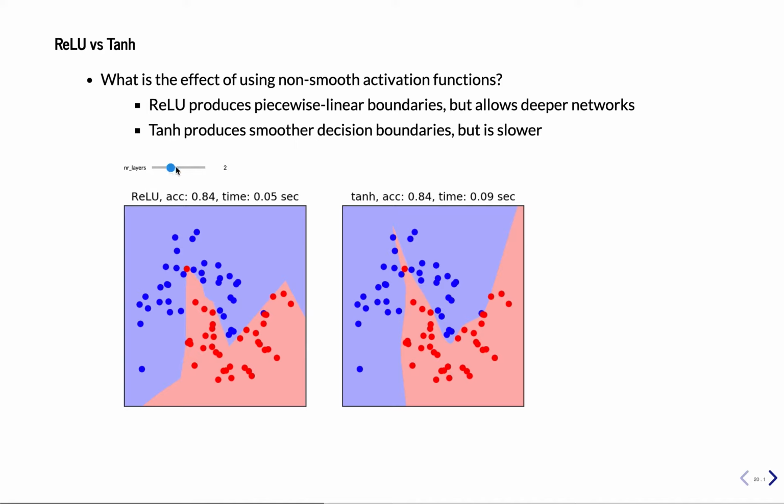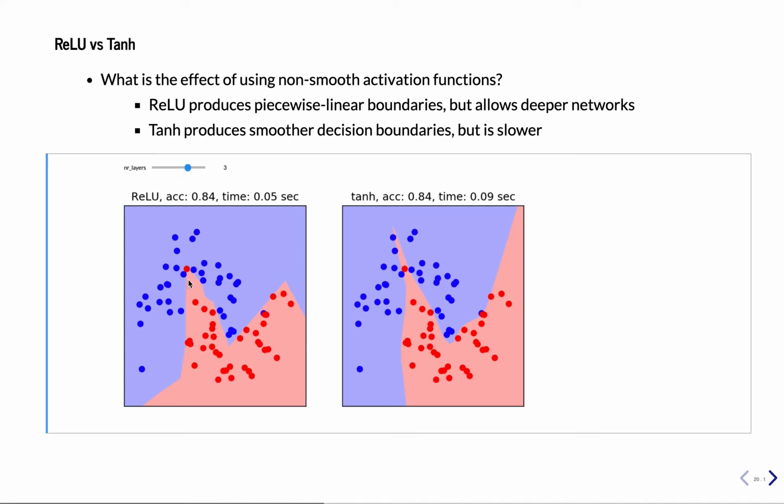If you look at more layers, because ReLU allows you to learn deeper models, then you can actually learn very complex boundaries. Even if they are piecewise linear, you can learn very complex boundaries by just having enough layers. Having more weights means having more flexibility here. So if you go to 4 layers, you can see that the ReLU still perfectly fits the data. And tanh starts to overfit a bit, I think, here, although performance is better.